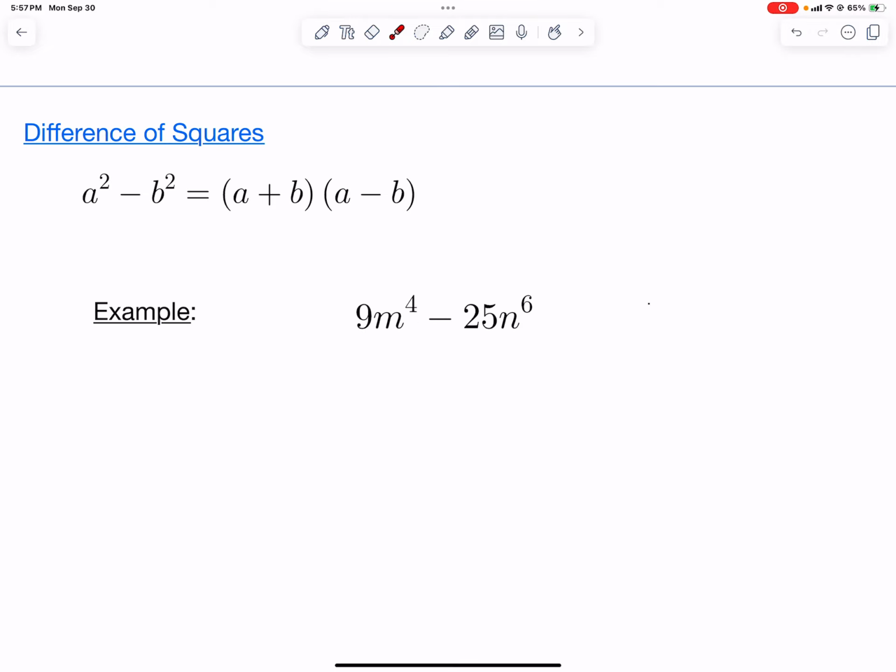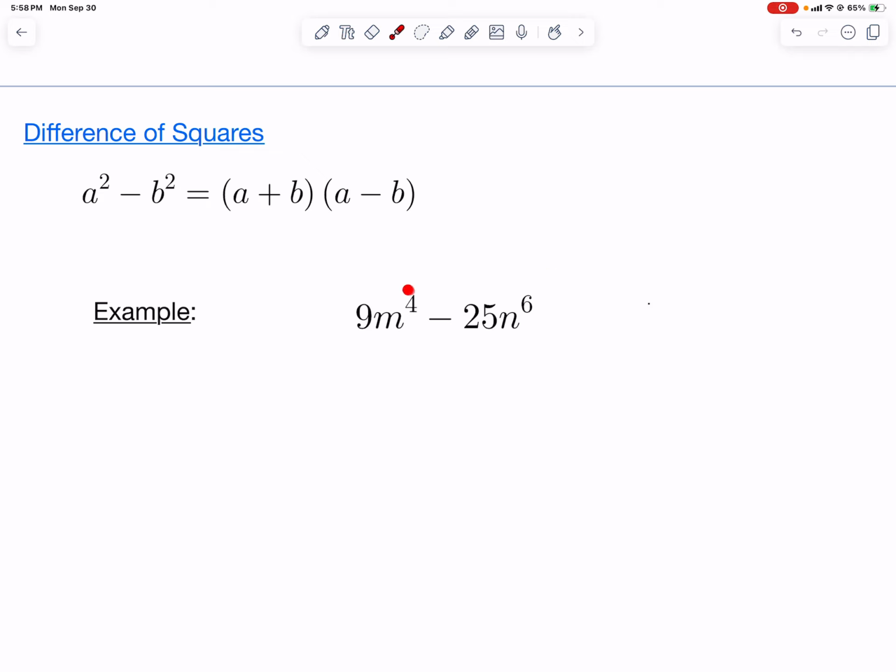And what you'll notice is that when you have a perfect square and another perfect square, and you take the difference of that, when you factor it, we get a plus b times a minus b. This is a really important one to remember because you're going to be using this in future math classes. So let's go ahead and take a look at this example.